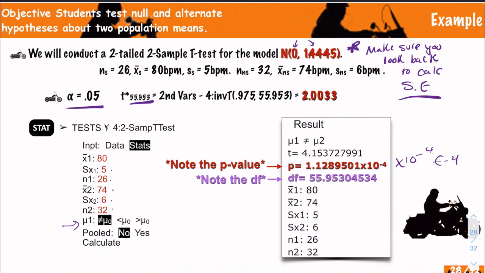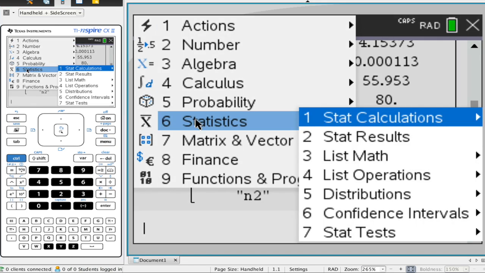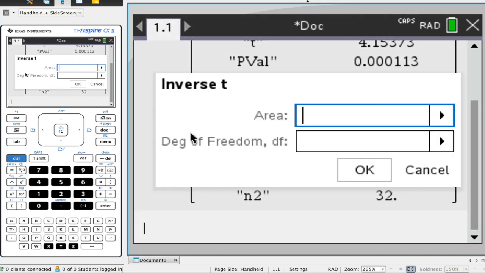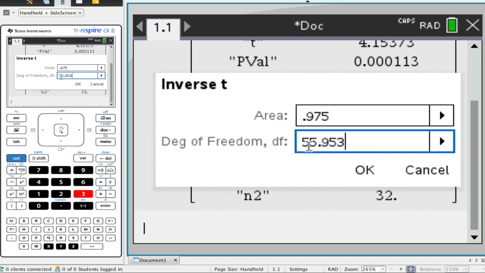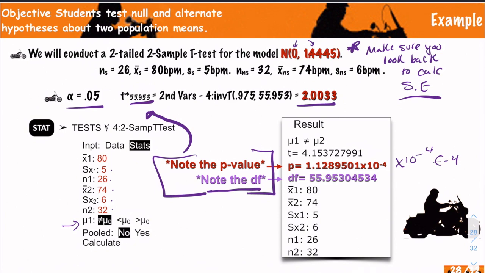Now those are the two values that I want you to make note of. Because once we get our degrees of freedom from our calculator, we can also calculate our critical value for 55.953 by using inverse t. And we're using an alpha level of 0.05, so we go second, stats, distributions, inverse t, 0.975, and our degrees of freedom is 55.953, which gives us a t critical value of 2.033.